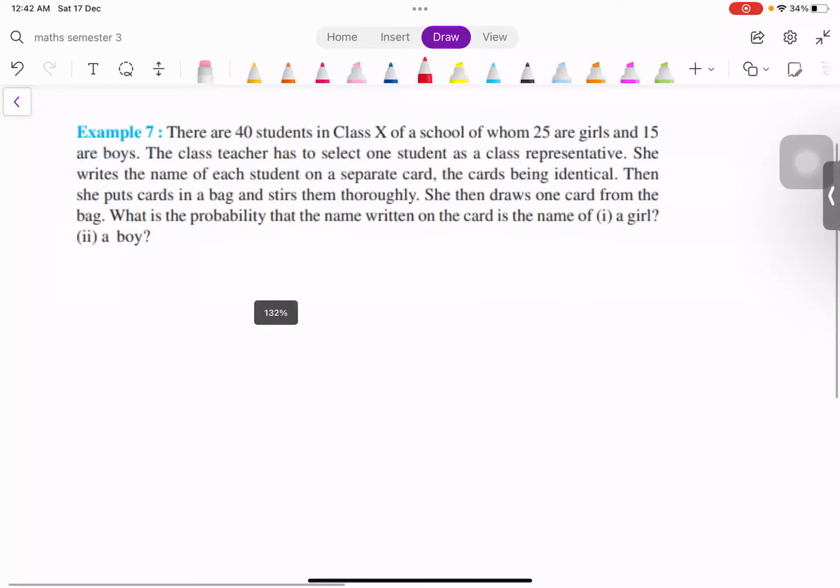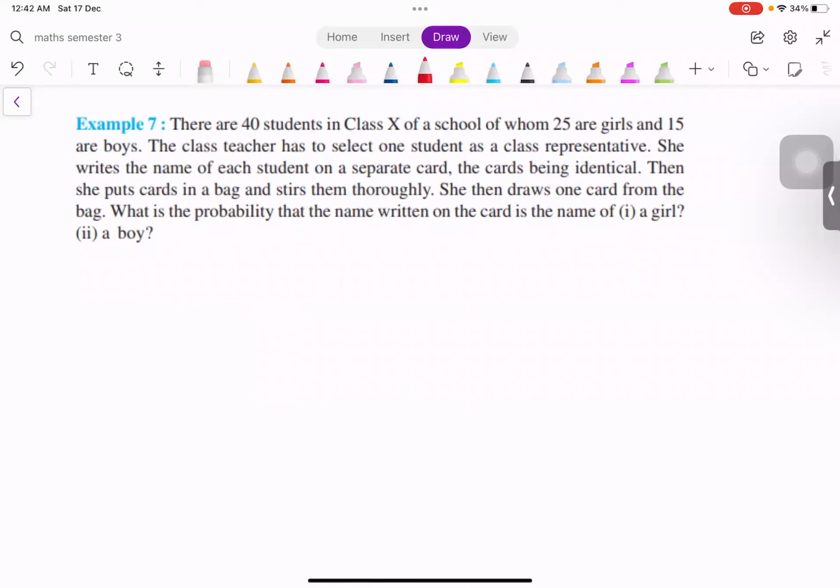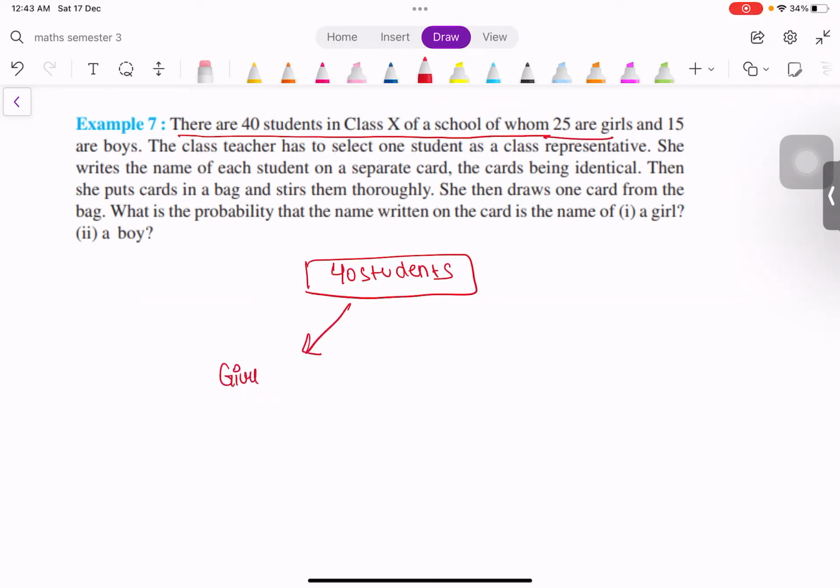So let's start solving. Example 7 says there are 40 students in class 10th of a school, 40 students in total, of whom 25 are girls. So how many girls do we have? 25. And how many boys do we have? 15.